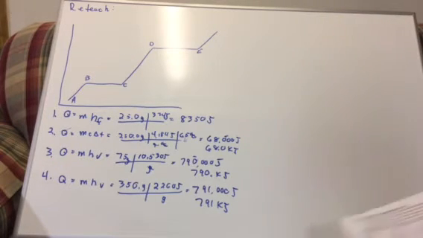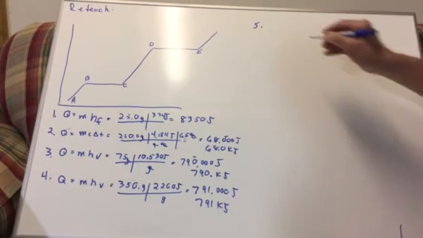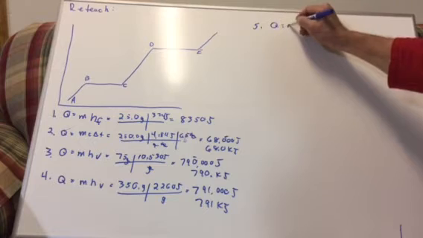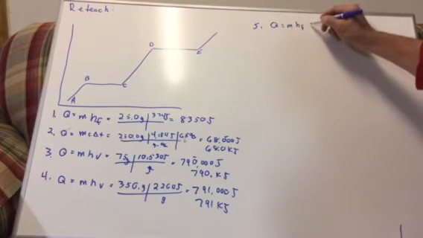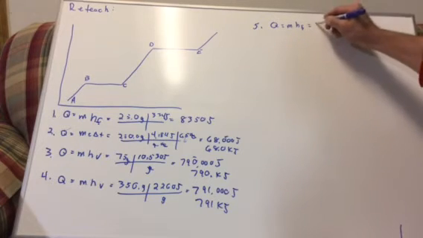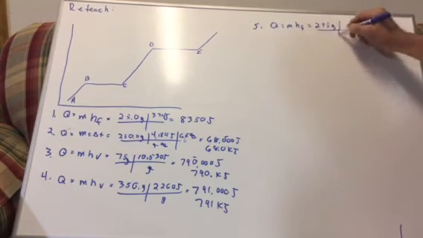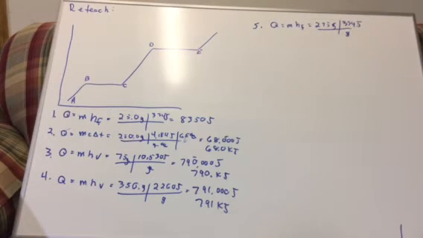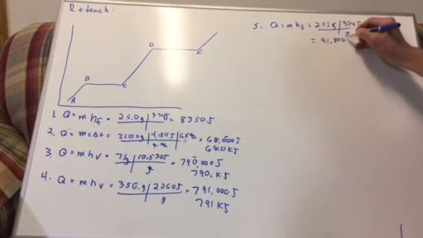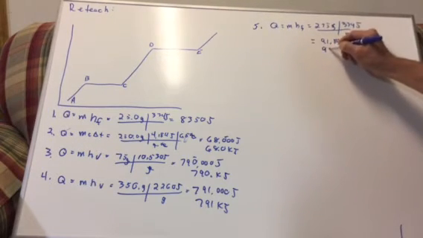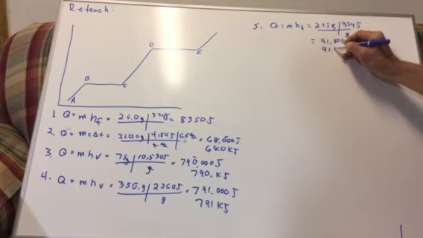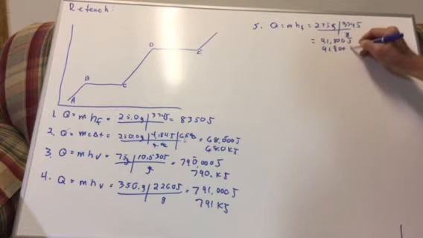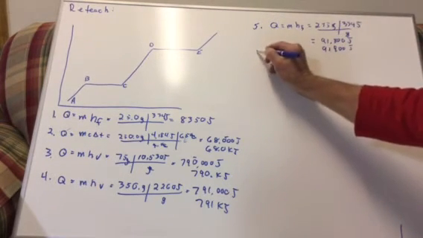Okay, so on number 5, it's Q equals mH of F, and you get 275 grams, and you get 334 joules per gram, and that ends up then equaling 91,800 joules, or 91,900 joules is also correct. It's worked out in terms of significant digits.